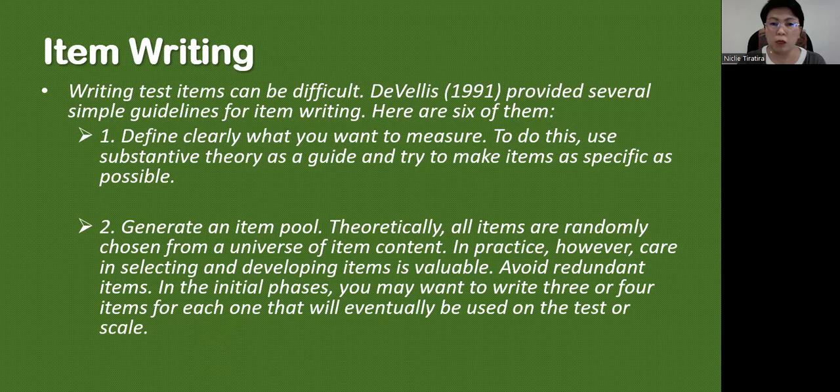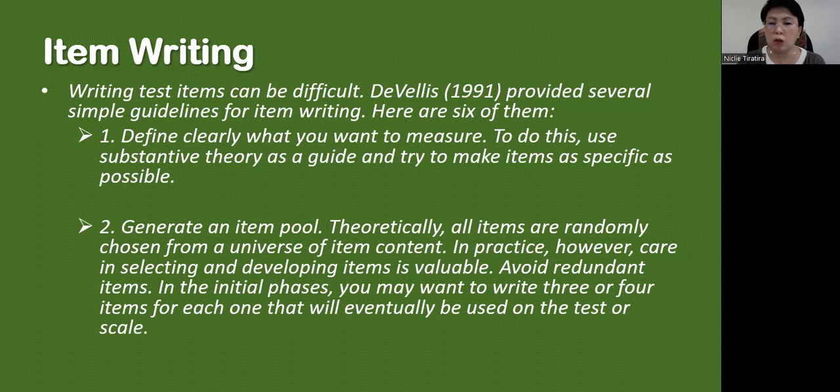Number one is to define clearly what you want to measure. To do this, use substantive theory as a guide and try to make items as specific as possible. In our class, we have experience. I have instructed you on how to find a theory that you're going to use as a springboard for creating your items, because number two tells us to generate an item pool.